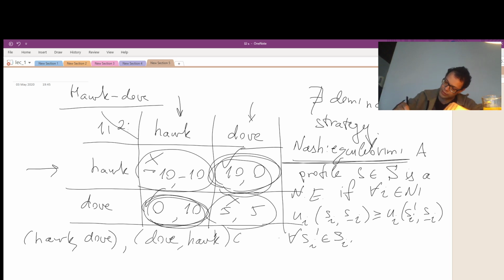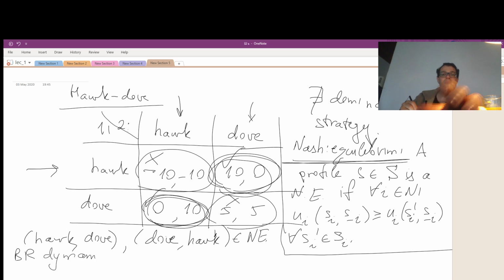They both belong to the set of Nash equilibria. And we want to also define the notion of best response dynamics, which is a dynamic where each player best responds. We are going to define a version which is very convenient when we talk about Nash equilibria. There are many dynamics, but we are going to define the following one.